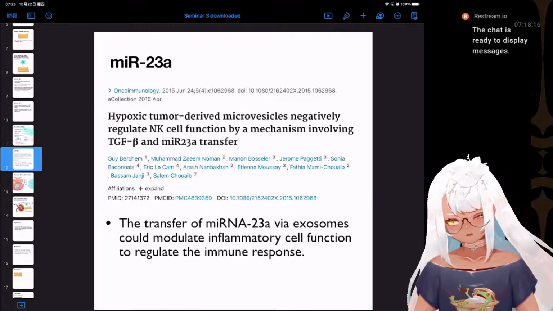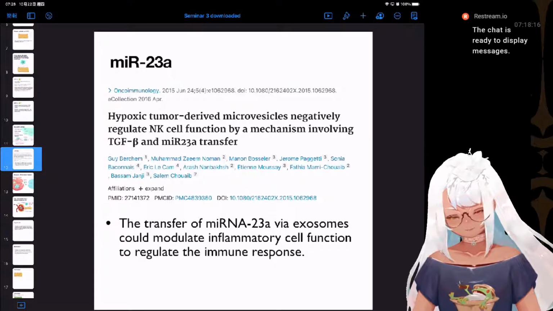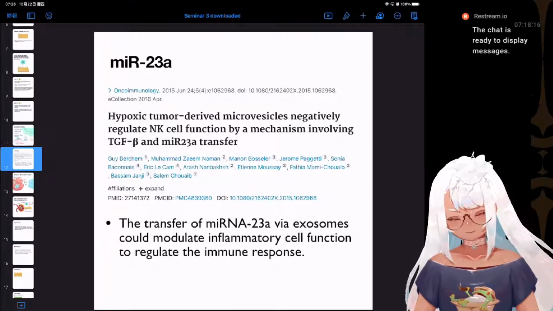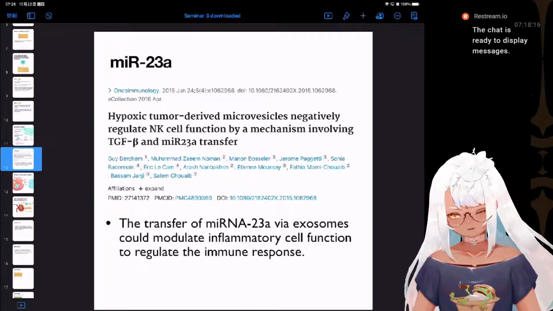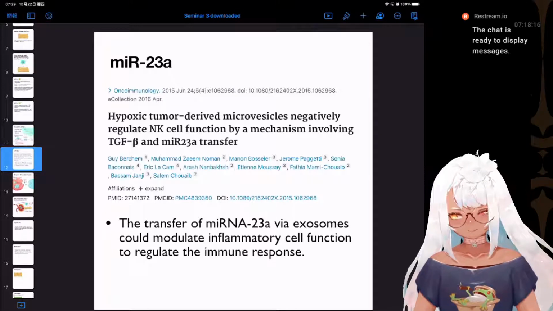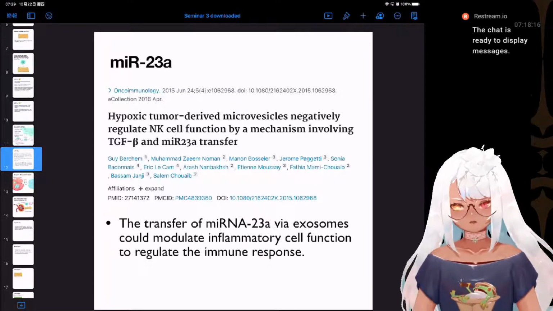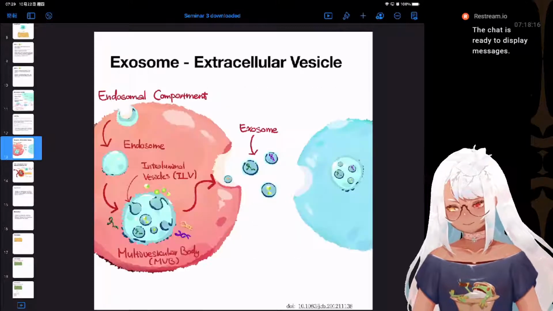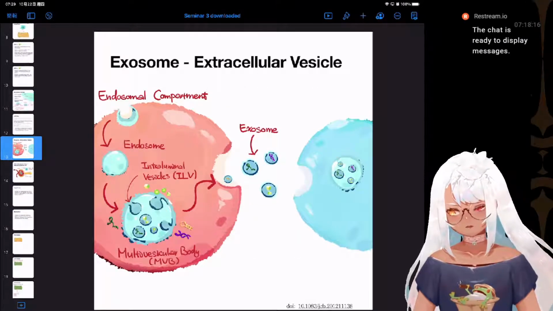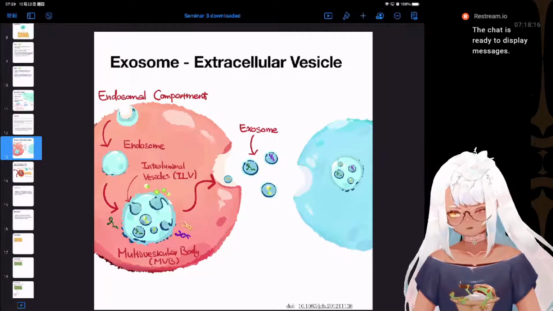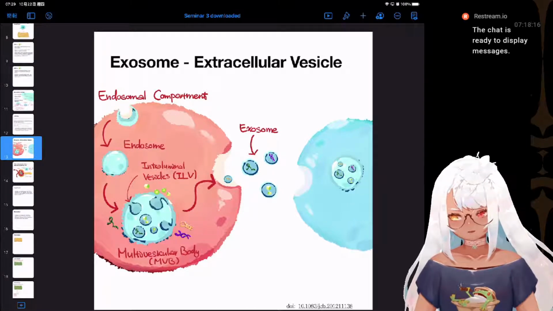Okay, the miRNA that is of interest in our study here is miR-23a. In a previous paper, it was reported that the transfer of miR-23a via exosomes can regulate the immune response, which is why we're interested in it. Okay, last but not least, our final character in this story: exosome, or extracellular vesicle.